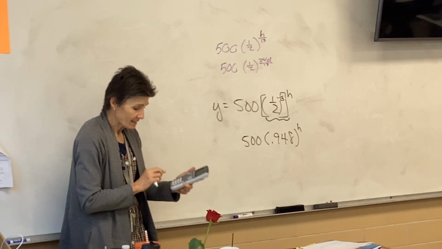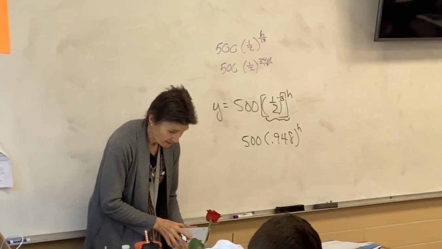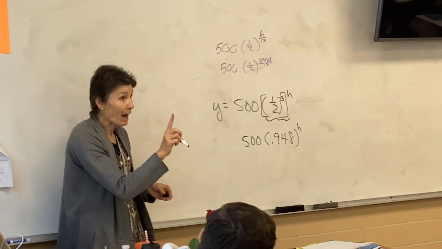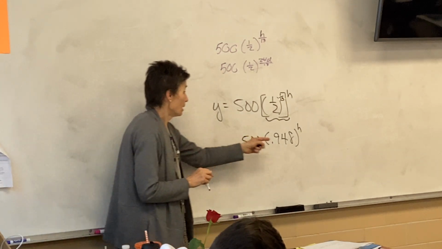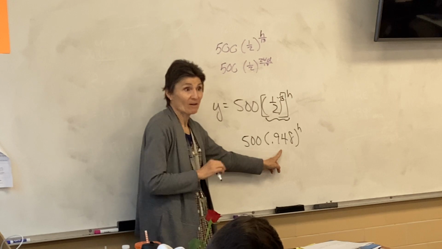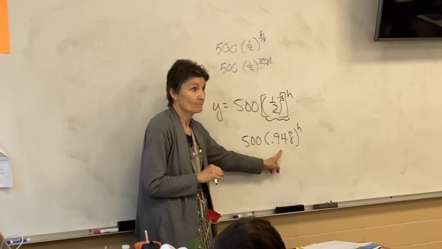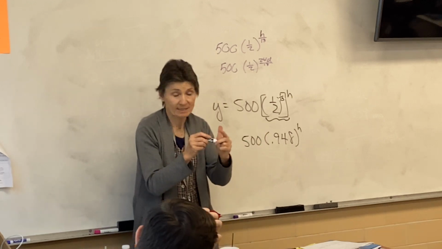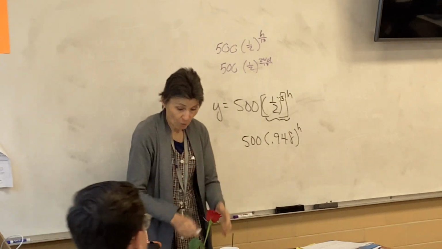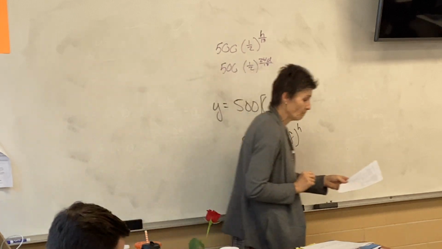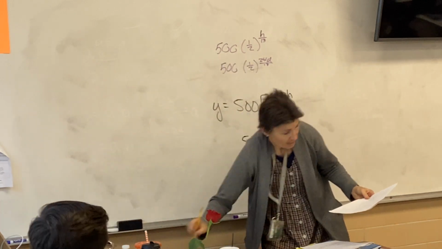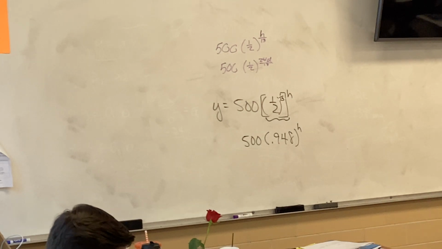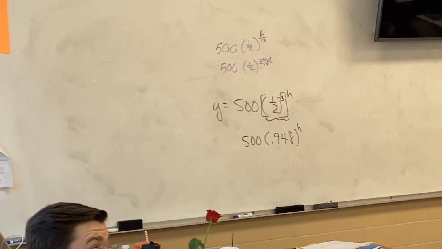What does that 94.8 mean? Every hour, I am losing about 5.2% of my stuff. Would you agree with me? So just be ready to do that at some point: to take your half-life equation, which is perfect, but sometimes you need to know what that per day or per hour is. All right, back to group one, good job.